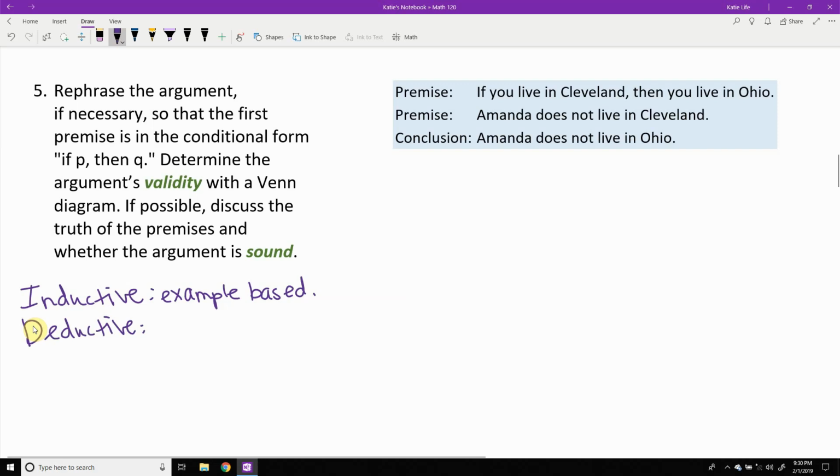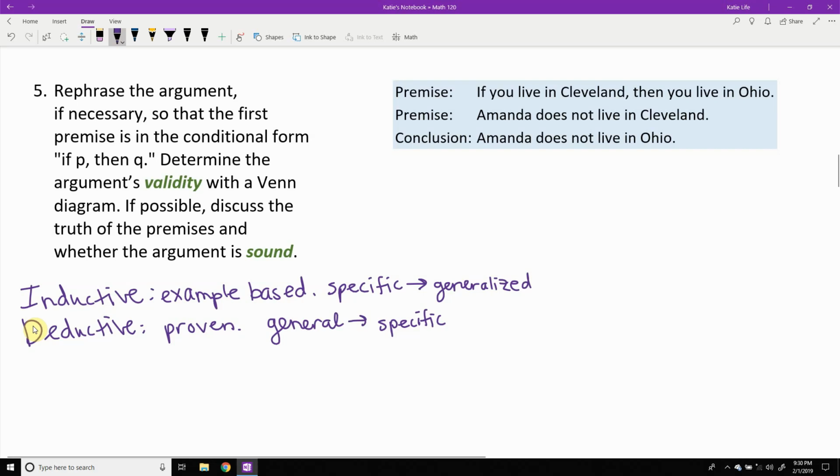So let's just make a quick note about that. Inductive arguments start with specific, I hope I spelled that right, specific examples and end with a very generalized conclusion that encompasses all of those specified examples. And a deductive argument can be proven since it starts general and ends specific.